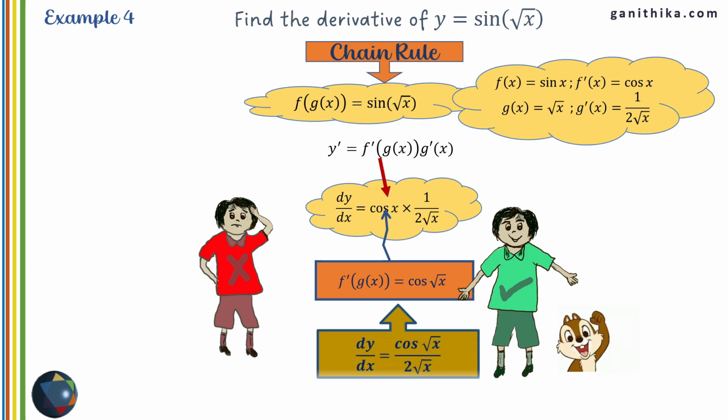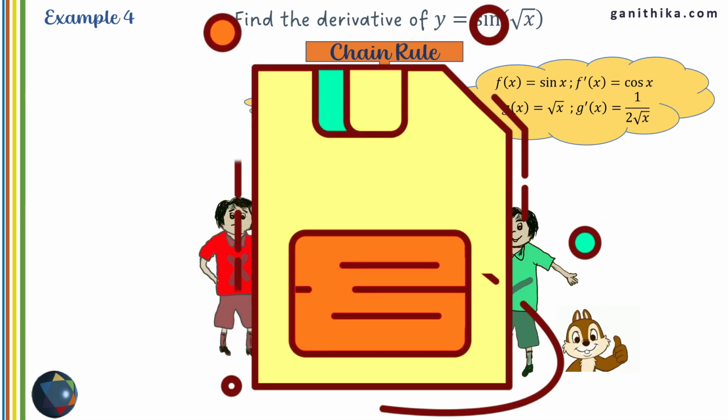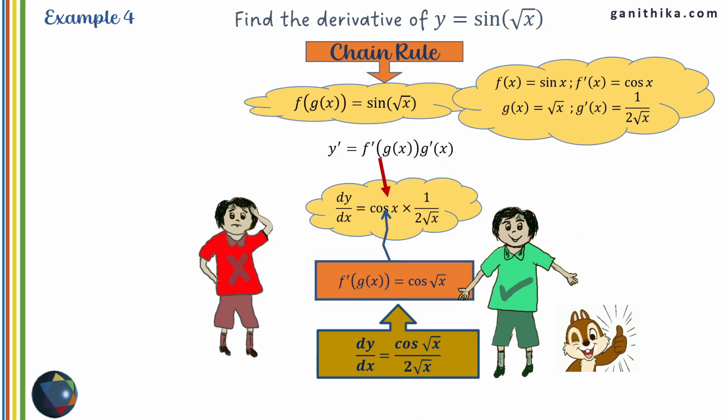So your dy dx should have been cos of root x over 2 root x. Please do not cancel the root x there because the numerator root x is with cos. So you should not cancel the root x. The answer is cos of root x over 2 root x as a final answer for this question. Note here that when you are using chain rule, you might miss to put the g of x inside the derivative of f. Please be careful with this when you are using chain rule in your questions.